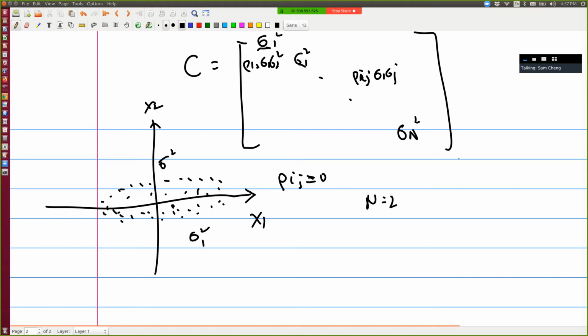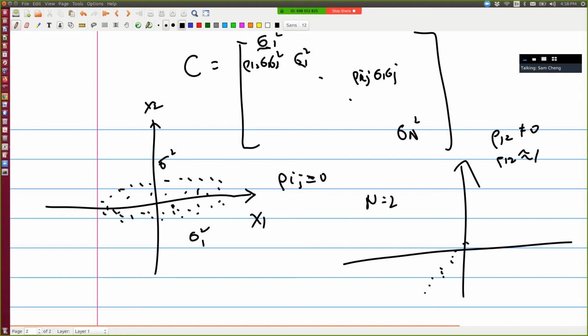And let me give another example. Let's say I also have 2D, and my rho 1,2 is not equal to 0. What do I get? Or if rho 1,2 equals 1, or close to 1, so what I have will be basically like this. So you can see, if I have a data point along this axis, basically saying that if one component x1 is big, x2 will be big as well, right? At the same time. That's what we mean by correlated, right?